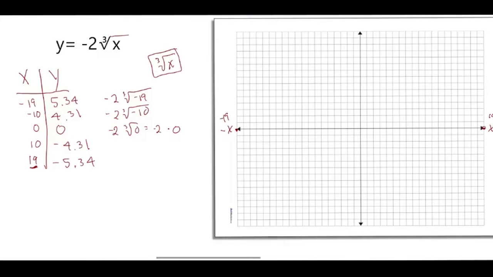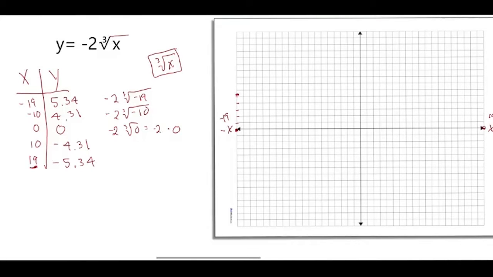All right, so I know that this is negative 19 right here. So we're going to start with negative 19, and we're going to go up 5.34. So we're going to go up 1, 2, 3, 4, 5. We're going to go just below the halfway mark. Okay. All right, so there's our first point.